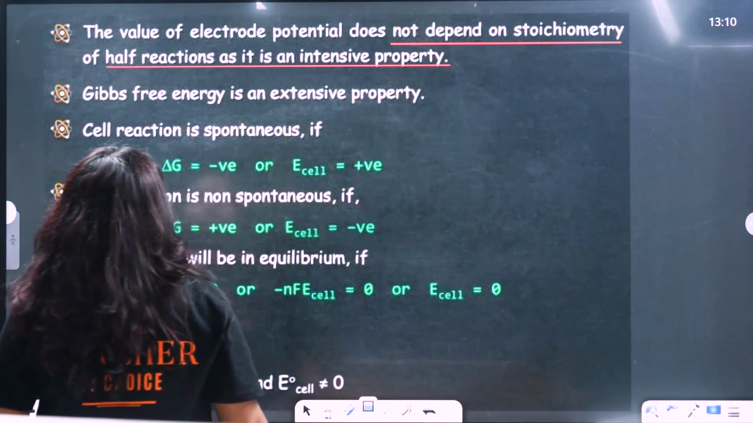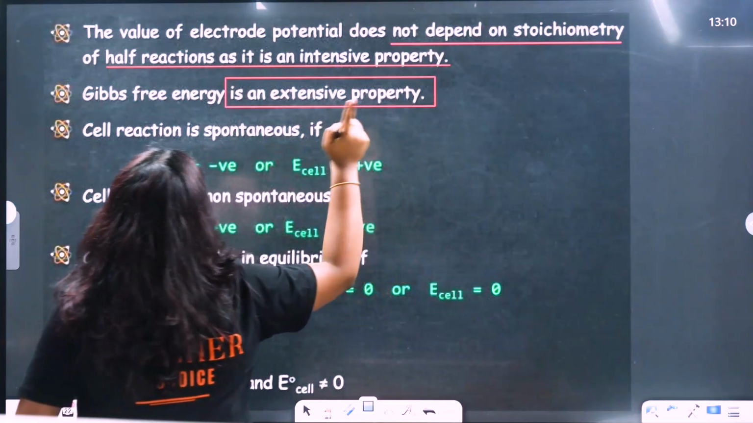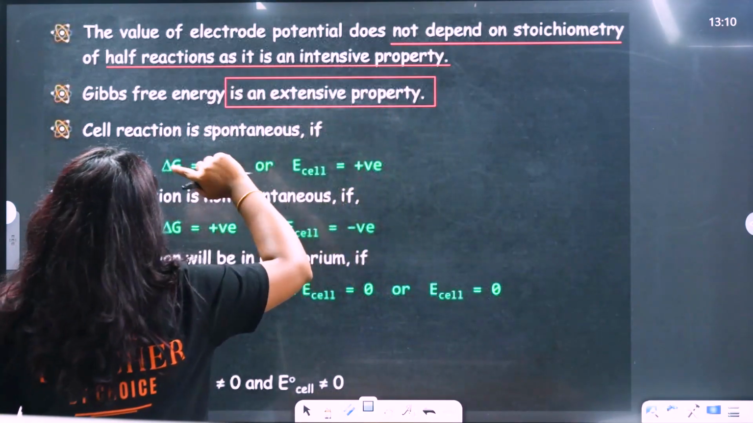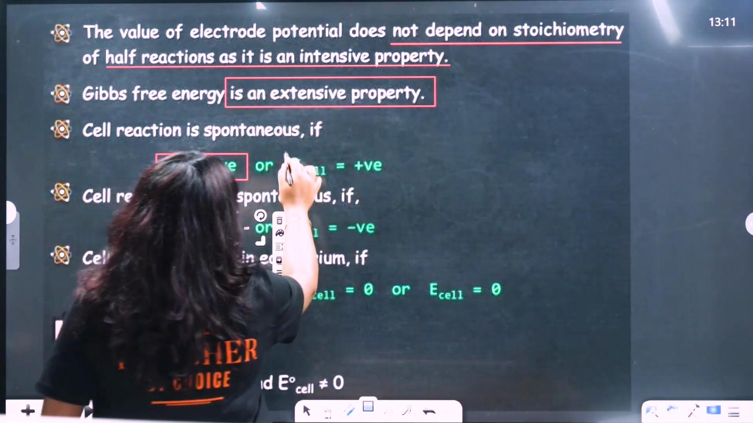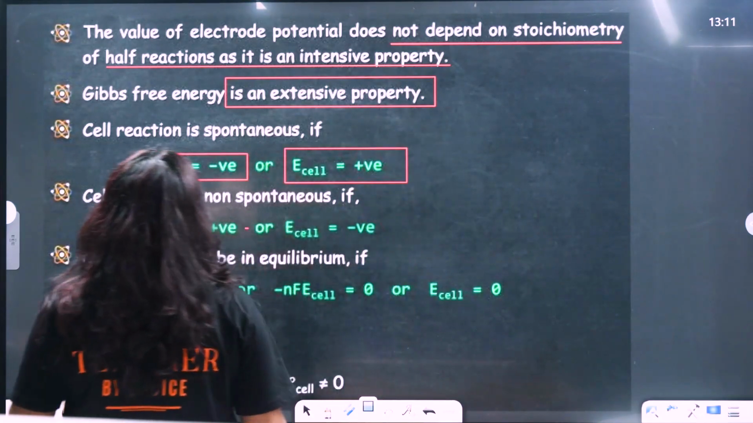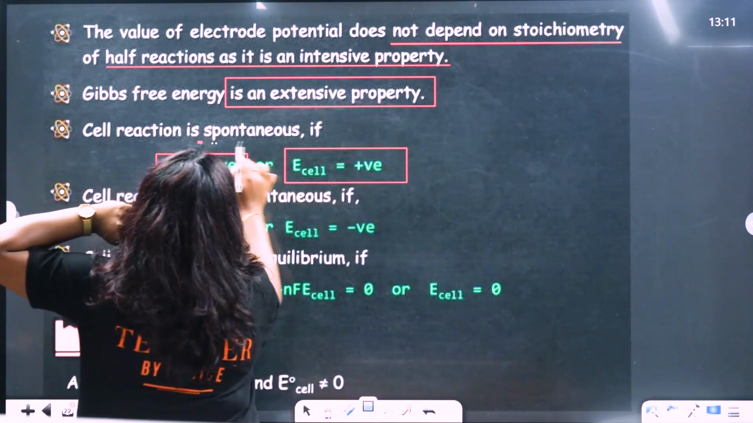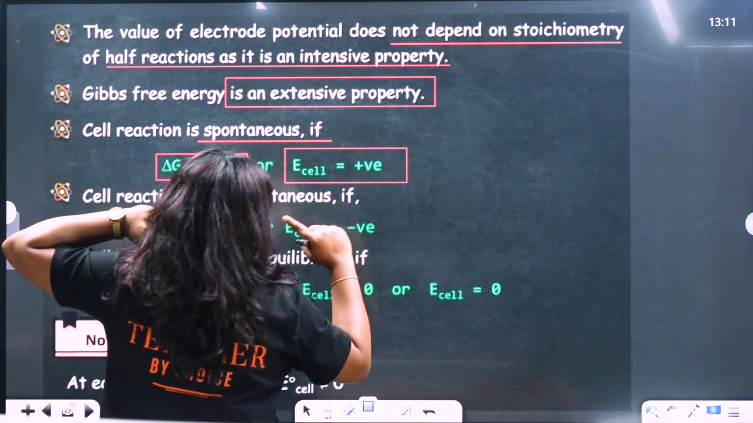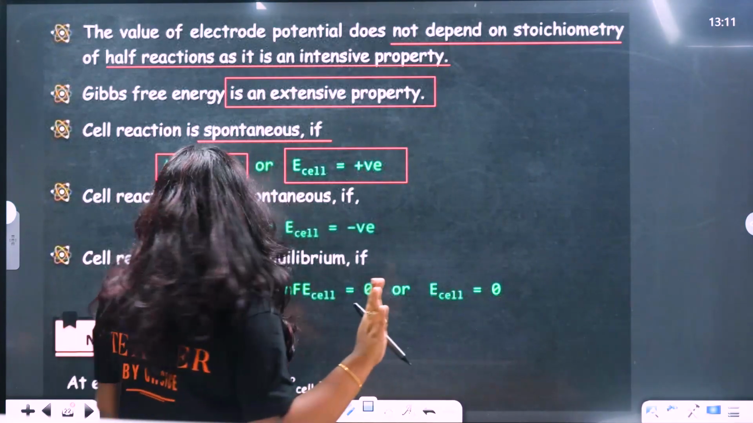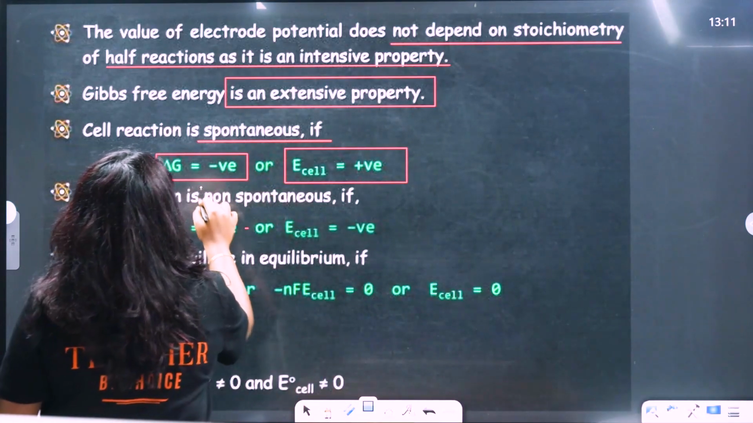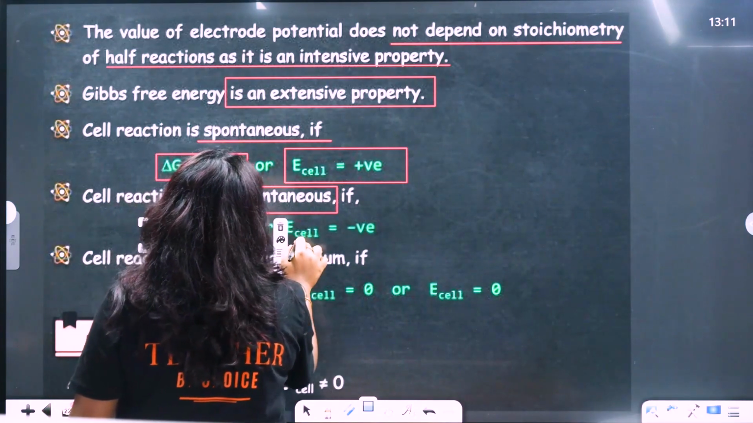They do not depend upon the stoichiometry. Gibbs free energy is an extensive property. So the cell reaction will be spontaneous if delta G is negative, or E cell is positive. This is very important. They are spontaneous whenever delta G is negative and E cell is positive. And the cell reaction is non-spontaneous if delta G is positive and E naught cell is negative.